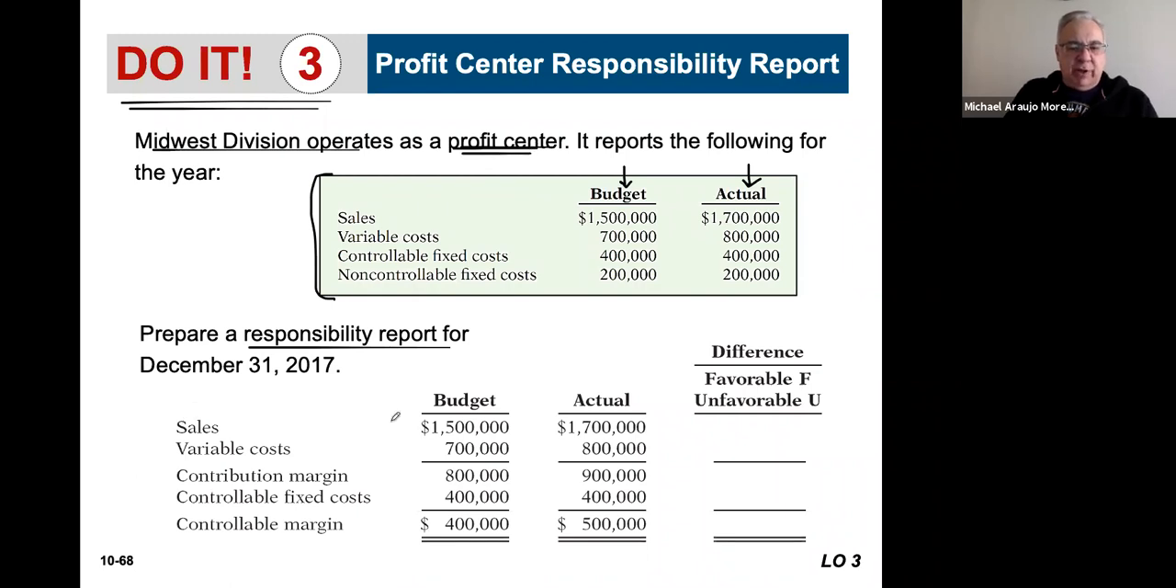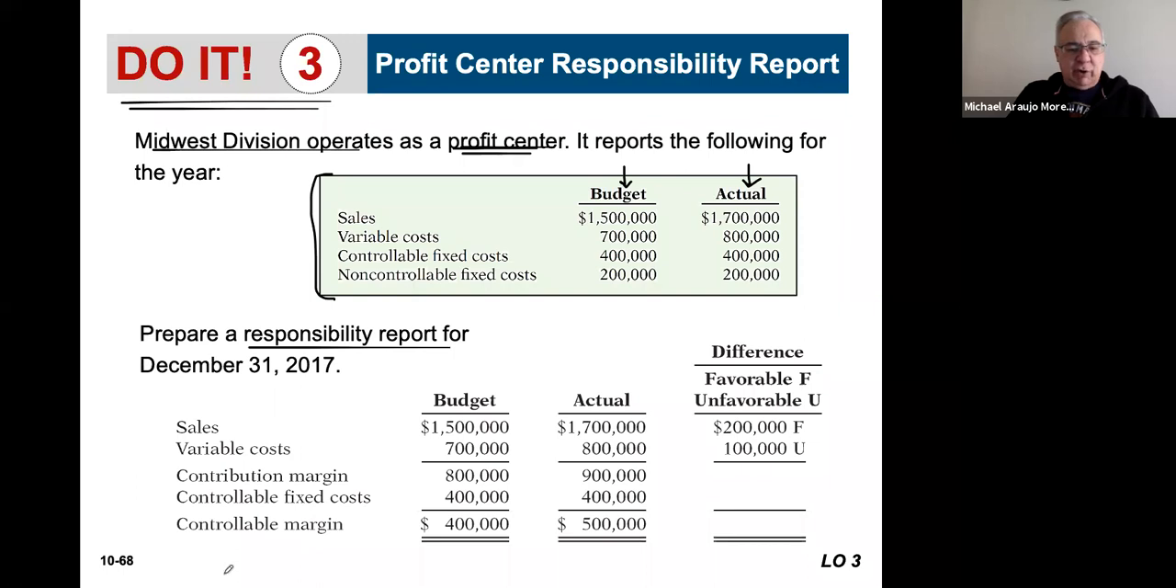Okay. Well, budgeted sales were 1.5, actual 1.7. Clearly, they did much better than they expected. So you're going to have a favorable $200,000 difference here. Their variable costs were a little bit over budget, but that's okay. They sold a lot more, but they had an unfavorable line for variable costs.